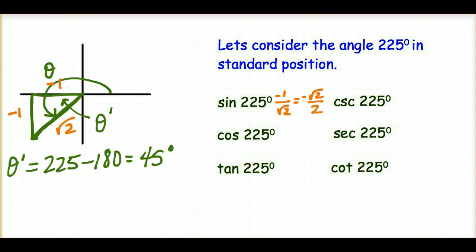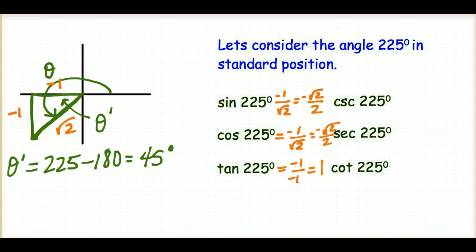If you need to pause and multiply top and bottom by root 2 over 2 just to make sure you understand where that came from, please do that. Cosine is also the same. It's going to be adjacent over hypotenuse, or x over r, which rationalizes to negative root 2 over 2. And then tangent is y over x, or opposite over adjacent, which would be negative 1 over negative 1, or positive 1.